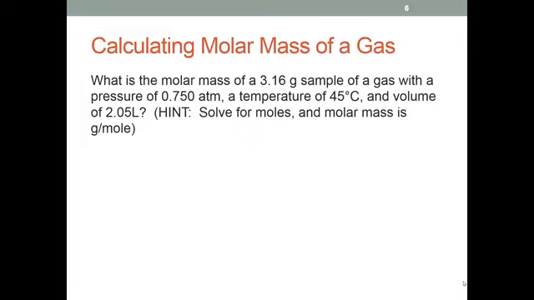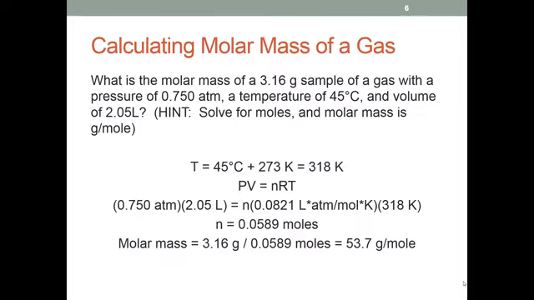So we will take the moles we get from the ideal gas law, we will divide the 3.16 grams of our sample by those moles to get the molar mass of the sample. Again, before we can carry out this calculation, we must convert the temperature to Kelvin. 45 Celsius is 318 Kelvin.